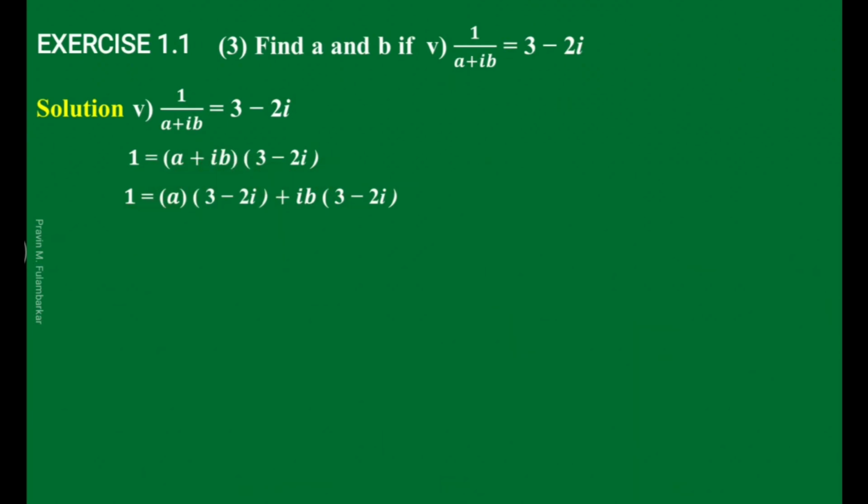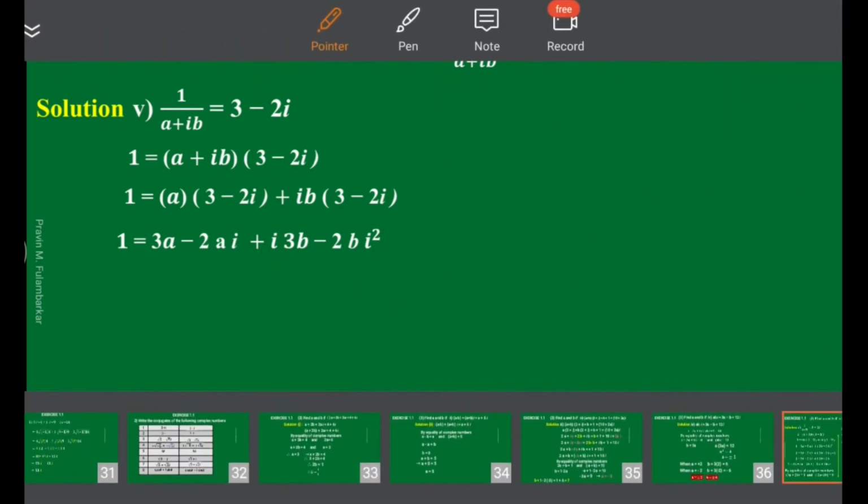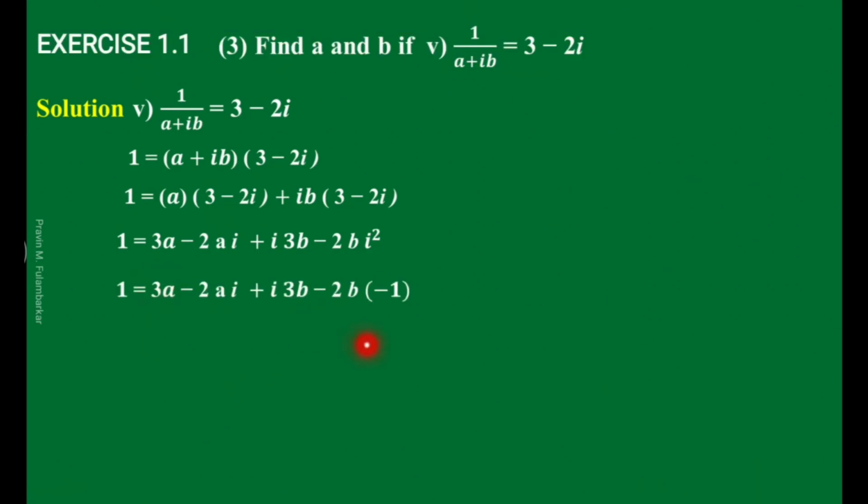So multiply a to each term of the first bracket. So we get here 3 into a as 3a, a into 2i, that is minus 2ai, multiply by ib. So ib into 3, we write i into 3b, multiply ib by minus 2i. So we write minus 2 into b into b, i into i square. Now here we have to replace this i square by minus 1. So we replace this i square by minus 1. So we get here minus minus plus.